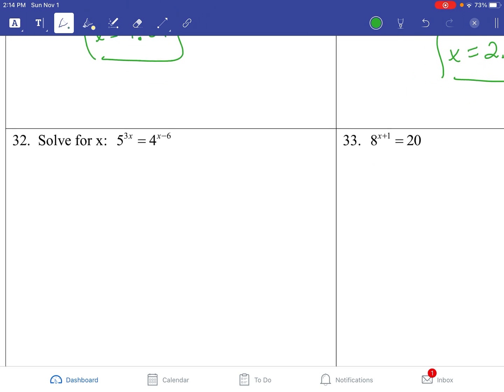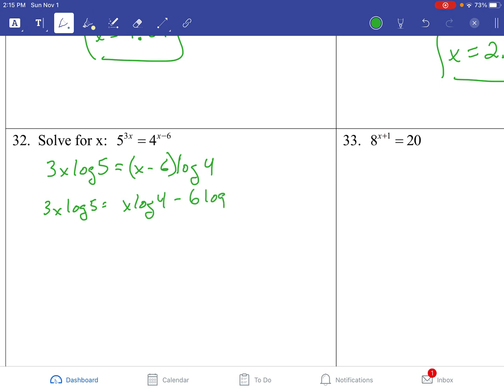All right. In this case, I have that exponent becomes our coefficient, so 3x log of 5 equals x minus 6 log of 4. Now this case is a little more tricky again because you have that x minus 6 as your exponent, so you have to distribute the x and minus 6 to both logs. So you're going to get 3x log of 5 equals x log of 4 minus 6 log of 4.